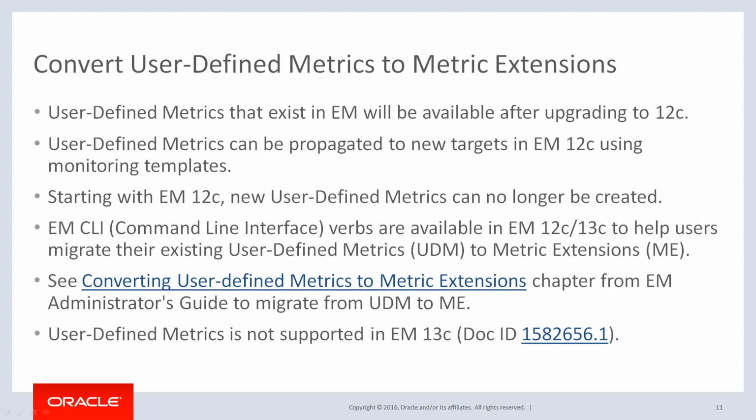There is a set of command line interface verbs available in EM12c and 13c to help you migrate your user-defined metrics to metric extensions. Step-by-step instructions and examples on how to do this can be found in the Converting User-Defined Metrics to Metric Extensions chapter from the Enterprise Manager Administrator's Guide. Please note that user-defined metrics is not supported in EM13c and will no longer work in EM13c. The user-defined metrics UI is no longer available in 13c. We strongly encourage all customers to migrate user-defined metrics to metric extensions in EM12c prior to upgrading to 13c.